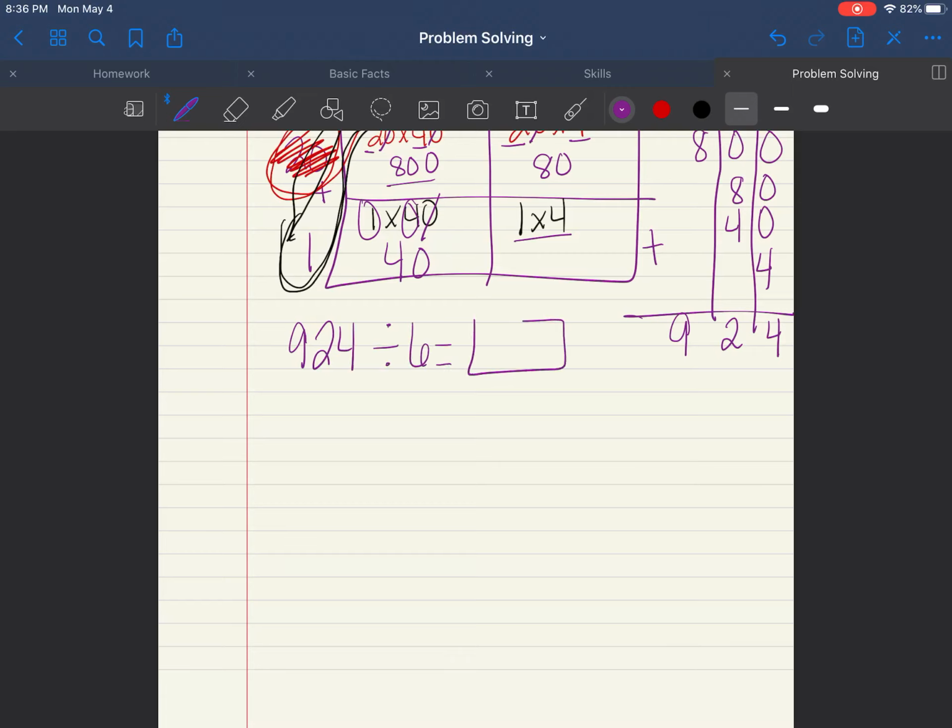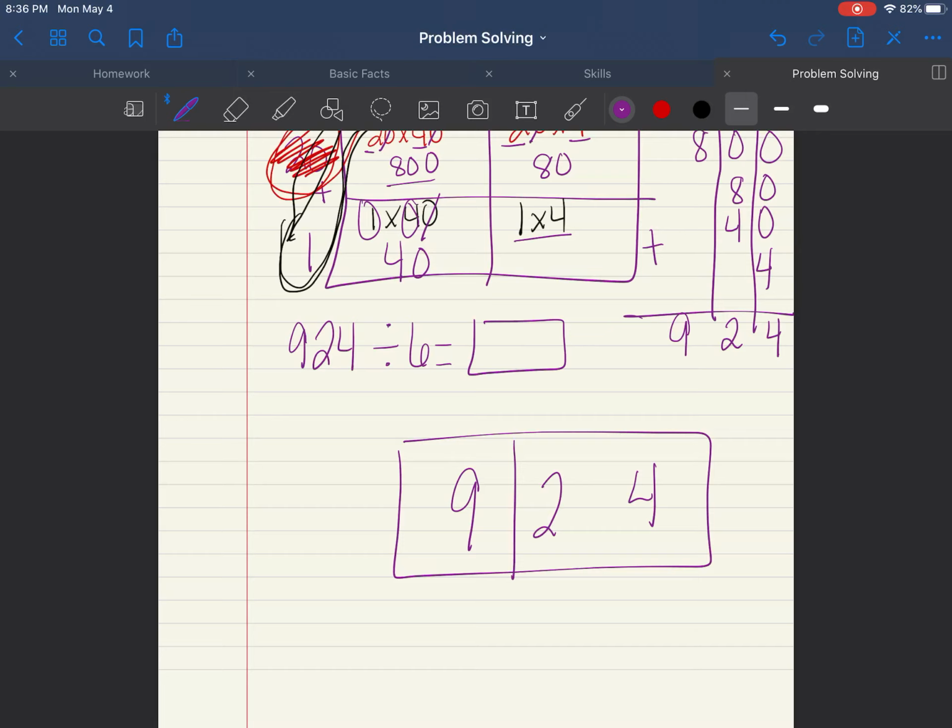Now I'm also going to do the division. 924 divided by 6 equals quotient. And I'm going to go ahead and do the box.